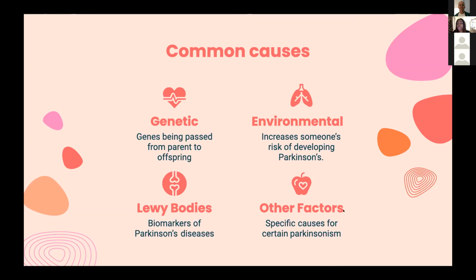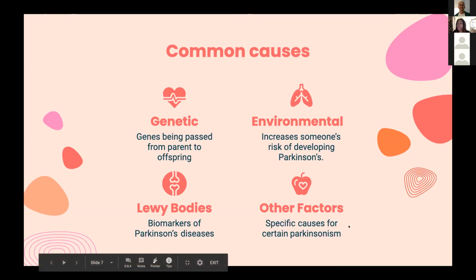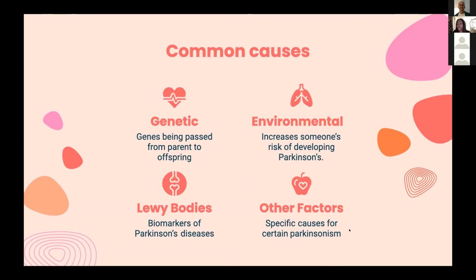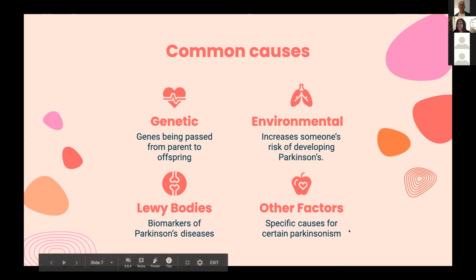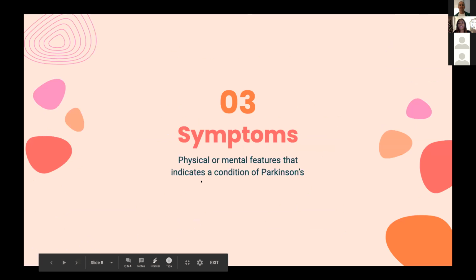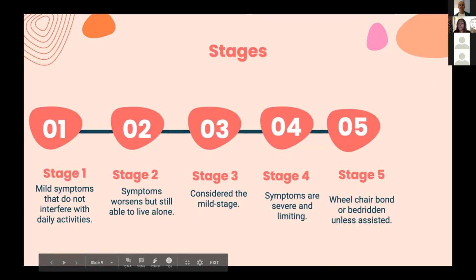Other factors that can contribute to developing Parkinson's are medication, if somebody has another progressive brain disorder, cerebral vascular diseases, so if somebody has a stroke, age, or their lifestyle. Now symptoms: the physical or mental features that indicate a condition of Parkinson's.